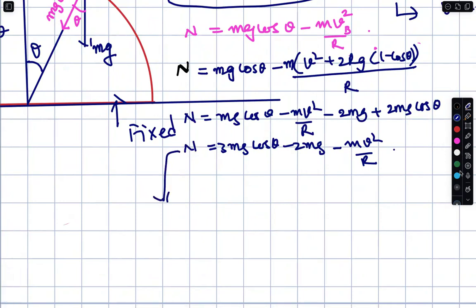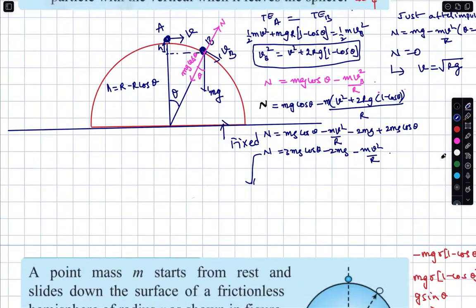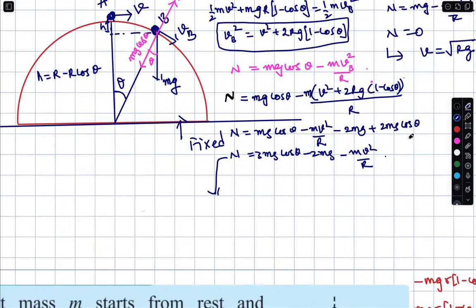color change. Right. At this stage, normal reaction 0. 3 mg cos theta minus 2 mg minus.